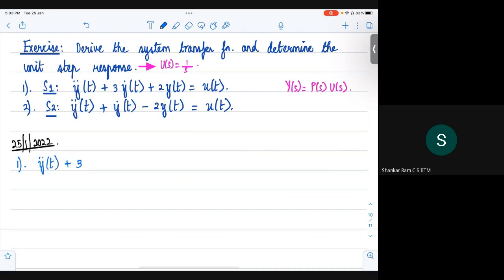So let me start with the first problem, where the first system is governed by this equation, right? y double dot of t plus 3 y dot of t plus 2 y of t is equal to u of t. Okay, so let us say we take the Laplace transform on both sides.